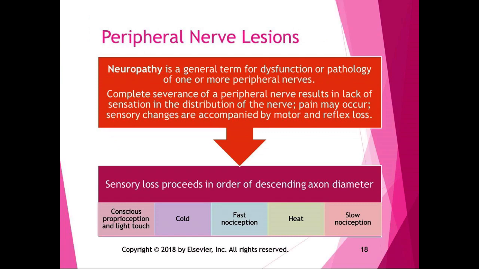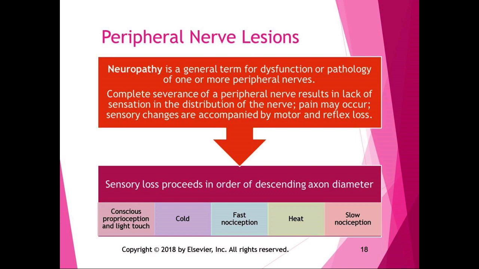Peripheral nerve lesions. So I always like to tie everything together clinically, give you a way to ground this information. So when you have a lesion of the peripheral nerve, neuropathy is a general term for dysfunction or pathology of one or more peripheral nerves. So neuropathy is pretty vague, people will say, oh, I have peripheral neuropathy. It doesn't just mean one thing. It could mean just dysfunction of the nerve for metabolic or chemical or degenerative reasons. It could be complete severance of a peripheral nerve.